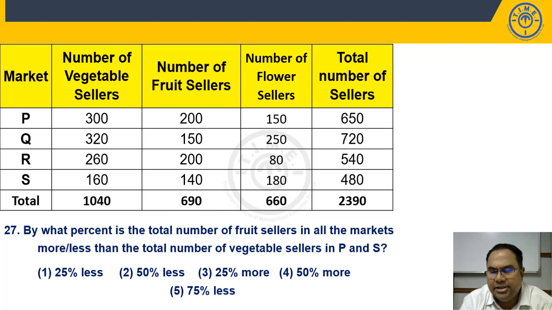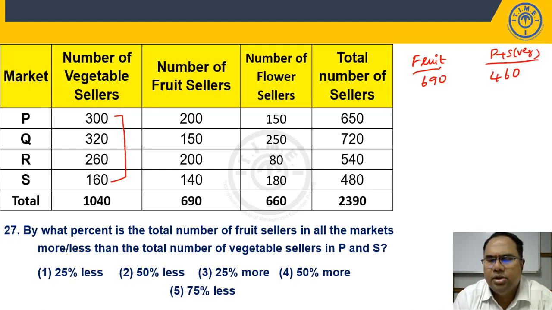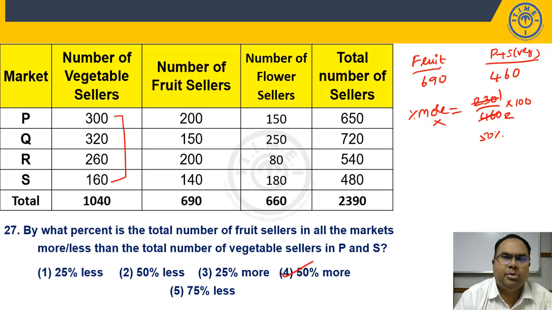By what percentage is total number of fruit sellers in all the markets, fruit sellers is 690, more or less than total number of vegetable sellers in P and S? P and S vegetable sellers, P plus S, 460. So obviously it is more. So how much more, percentage more? Difference 230. Exactly half, if you see. Exactly half is 50% more. 50% more, option 4.